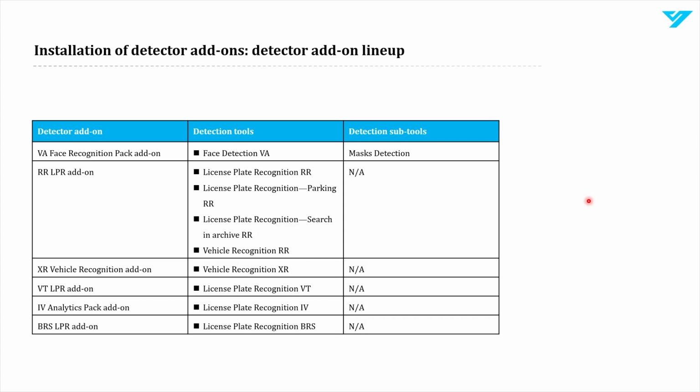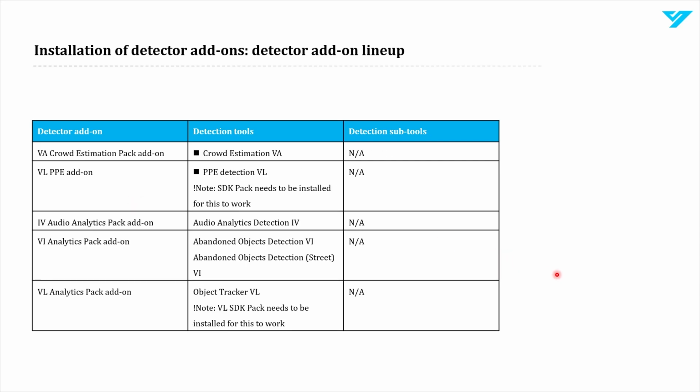The most popular ones are the ones related to face recognition and license plate recognition. To use face detection or license plate recognition related functions, you need to make sure that the right Detector add-on has been installed in the Lomi Center server. We also have some other Detector add-ons related to crowd estimation and business analysis. These add-ons may not be as frequently used as the previous ones, but I will just give you the details in case you need them.